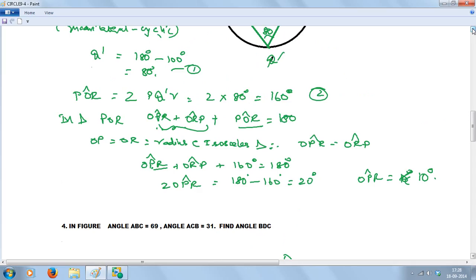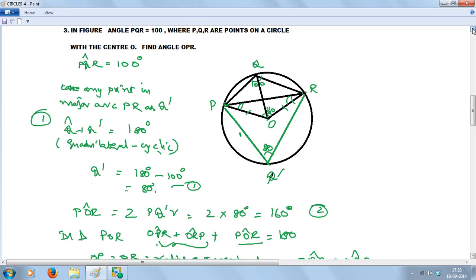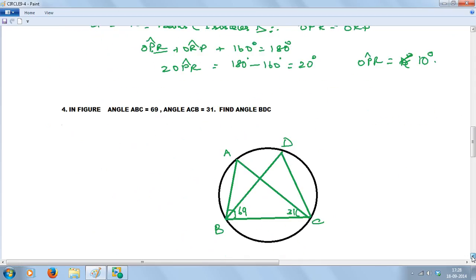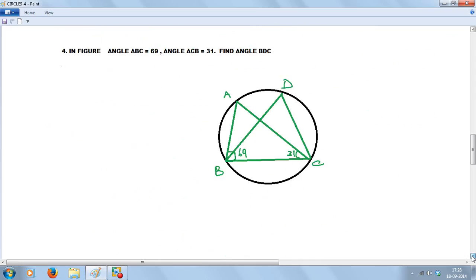So in this problem we have used two or three ideas. One is the property of a cyclic quadrilateral, then the angle subtended by a chord PR at the center and at any other point, and we have used the isosceles triangle to find the other angle. So we'll move to the next problem.